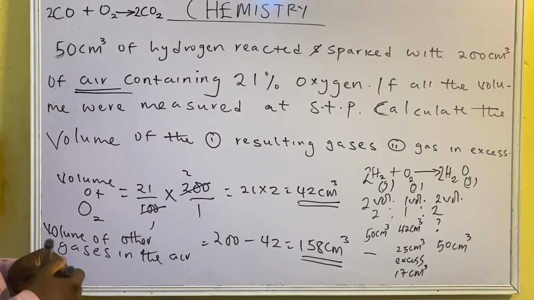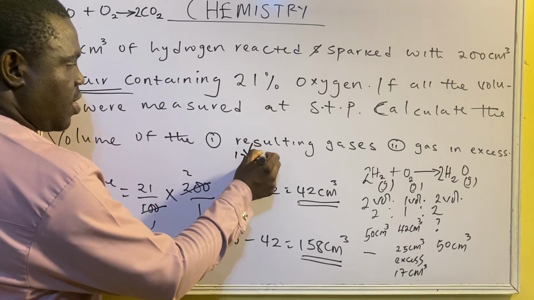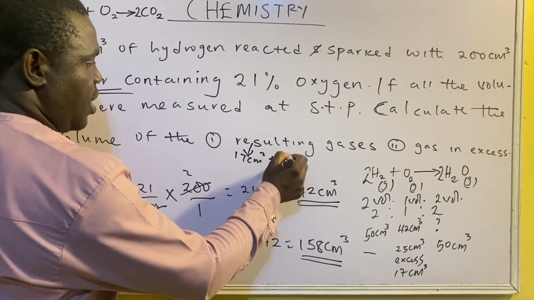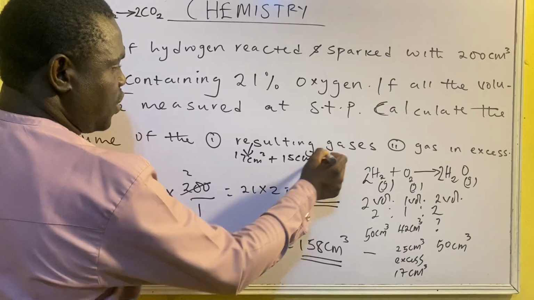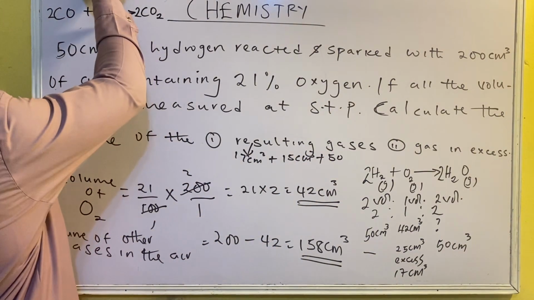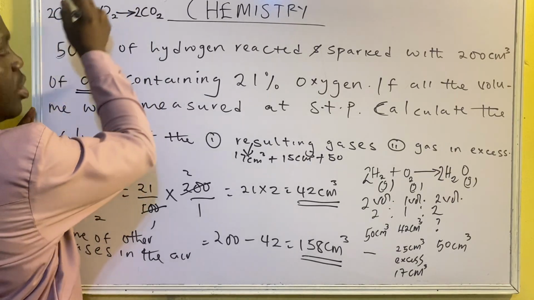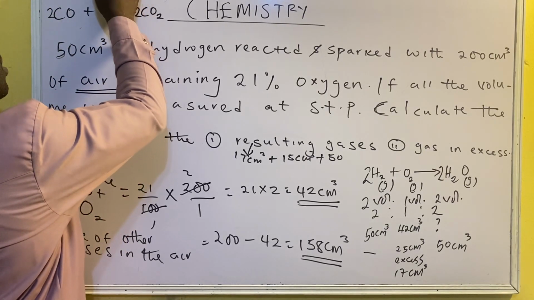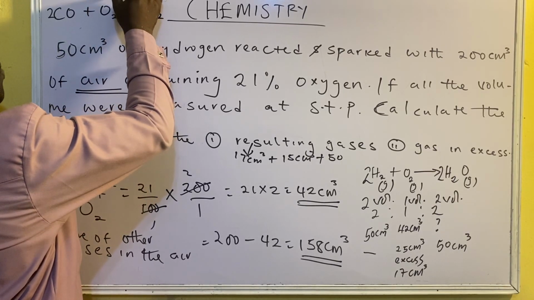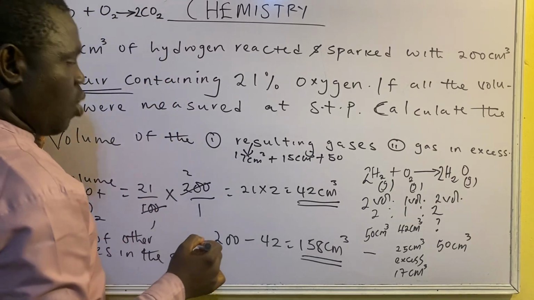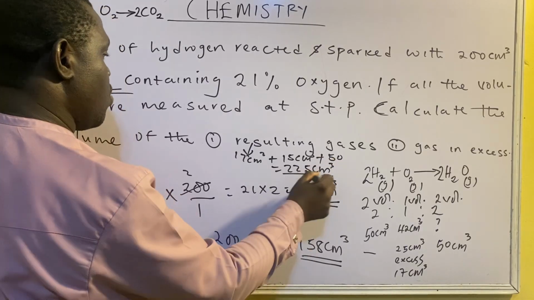So do that quickly. Adding, number one, the volume of the unreacted gas, the volume of the other gases in the air, and the volume of the product that was formed, 50. So when we add all this, let me add it here, 158 plus what do you have there now? Plus 50, that's 8, that's 0, that's 2. Then plus 17, that's 5, that's 2, that's 2. So I'm having 225. So 225 is the answer to question 1.